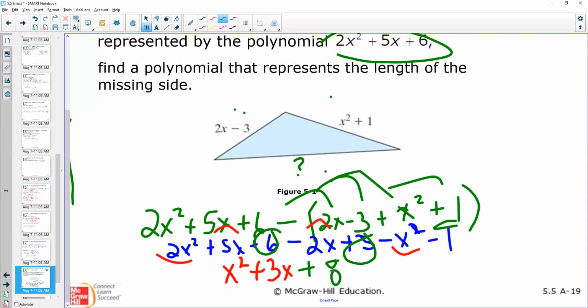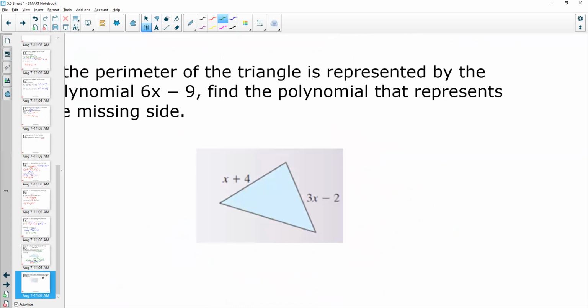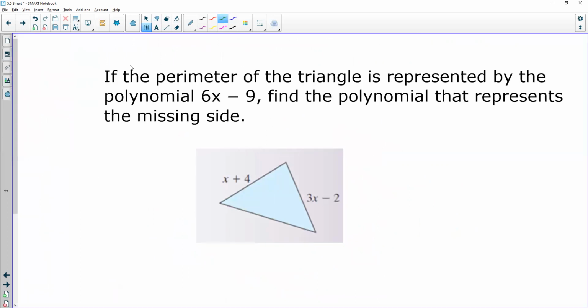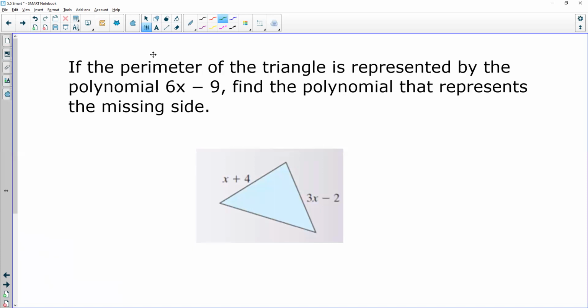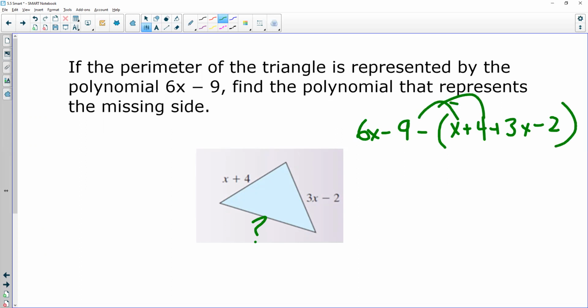All right, there's one more problem just like this. Oh, where'd it go? Here's the last one. Same exact problem. Somehow I moved the words off the screen. Oh, they're there. So if the perimeter of the triangle is represented by the polynomial 6x minus 9, find the polynomial that represents the missing side. There's the missing side. So 6x minus 9 minus all of x plus 4 plus 3x minus 2, pardon me. So now distribute the minus.